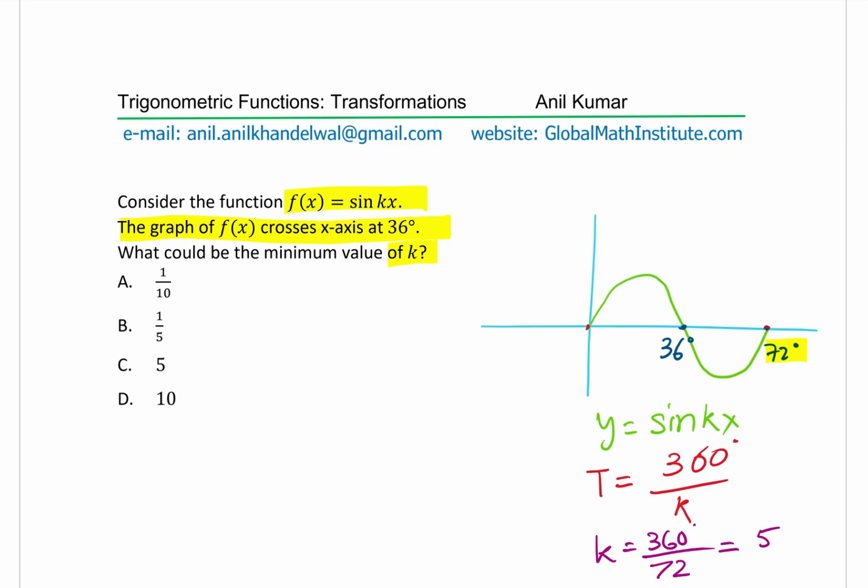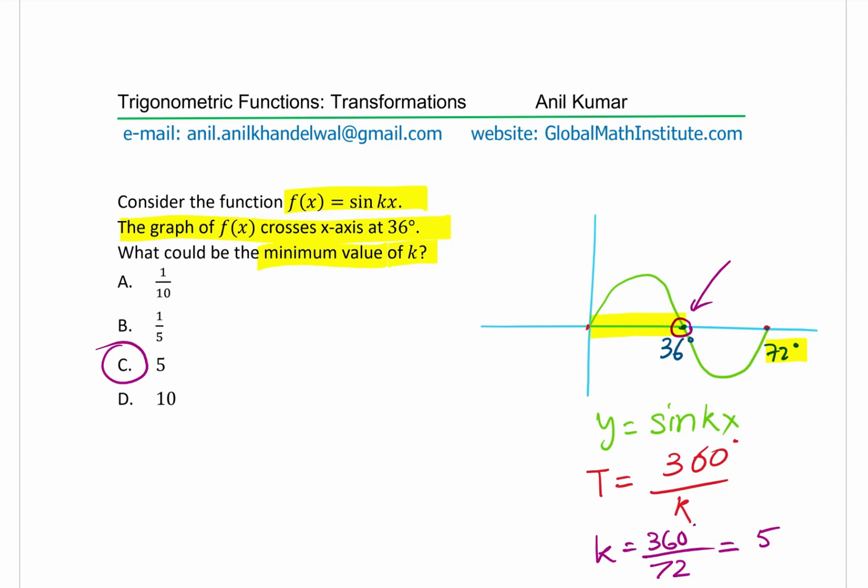So in our case, option C is the right option. I hope that makes sense. The graph of f of x crosses the x-axis at it. We could take 36 either way, but we'll go for the minimum value, correct? Since the question also includes the term minimum value of k. So the first point where it crosses is at 36 degrees.